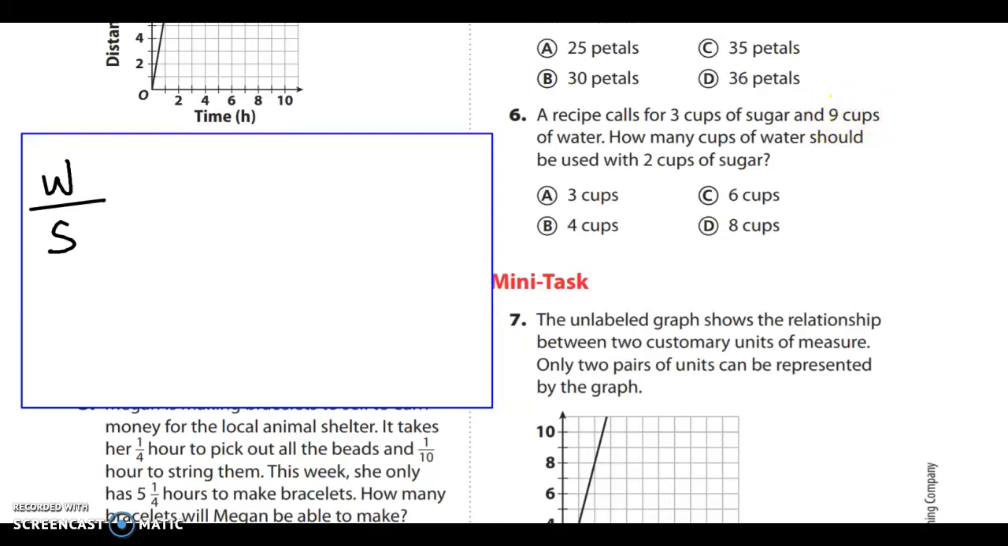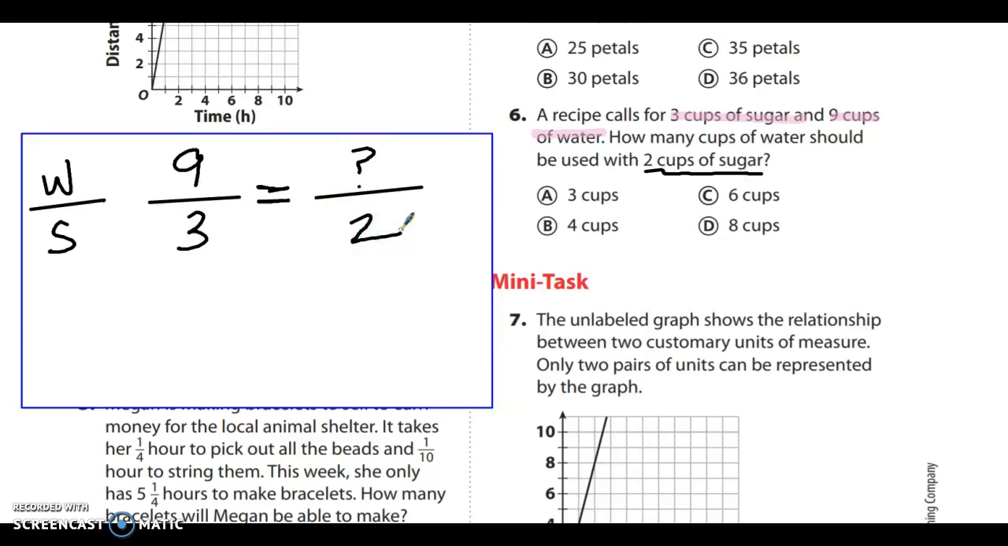9 cups of water. So pay attention to where I'm getting all these numbers. 9 cups of water. Put 9 as my first term because I decided water is my first term. And 3 cups of sugar. So 9 over 3. And I'm going to write that's equal to, I'm going to read carefully, how many cups of water, that means I don't know how many cups of water should be used with 2 cups of sugar.